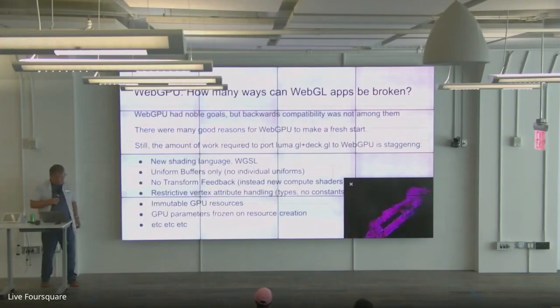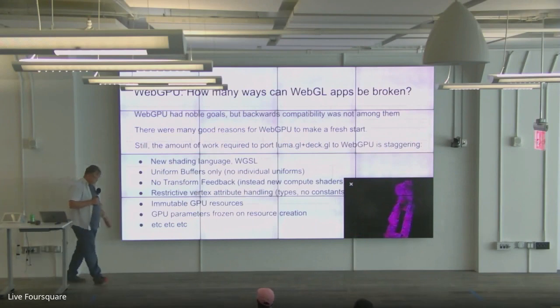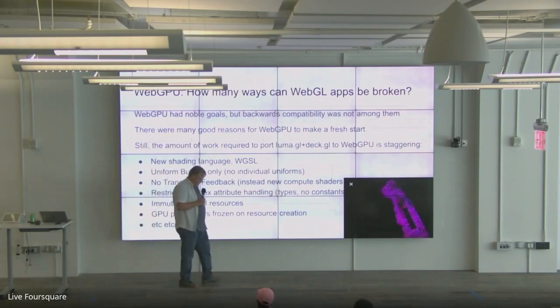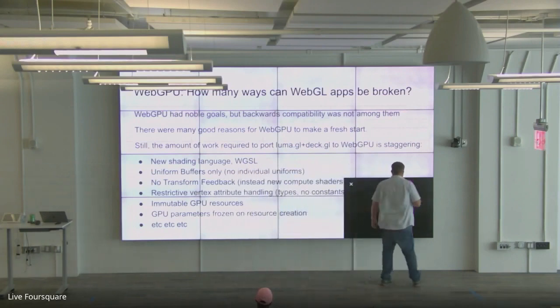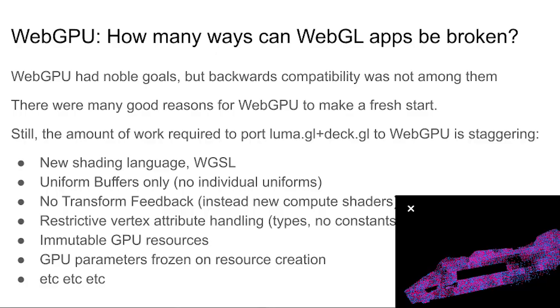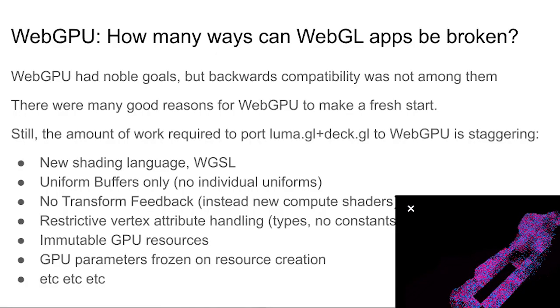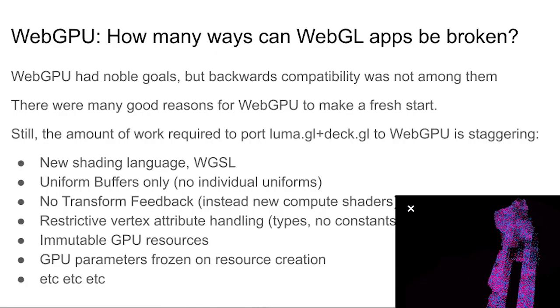So looking at the luma.gl WebGL module then, which is the backend, right? This is really where a lot of the work has gone in. So really the question here, a little bit sarcastically, is how many ways can you break the WebGL API?